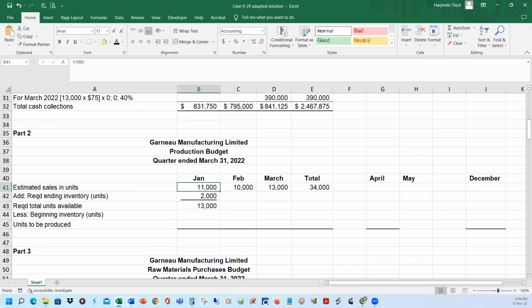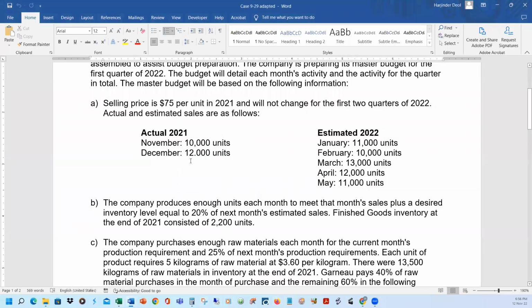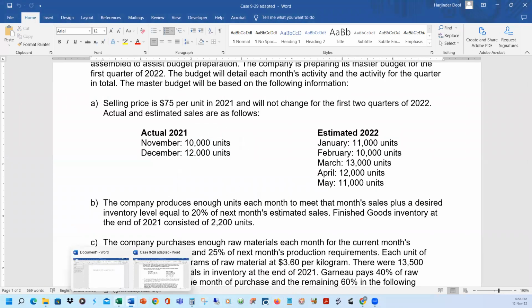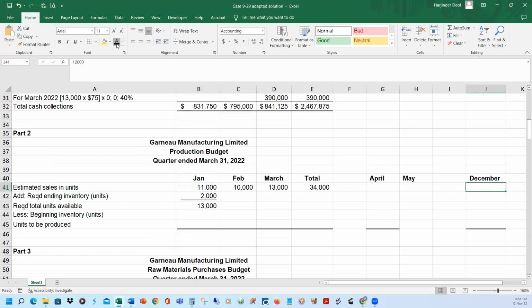So in the month of December, if you think about it, the company sold 12,000 units, but they would have also made sure that they had on hand 20% of the estimated sales in January, right? So that is where we could have calculated the beginning inventory for January if we were not provided with that information. So just 20% of the estimated sales in January will have been the beginning inventory for the month of January.